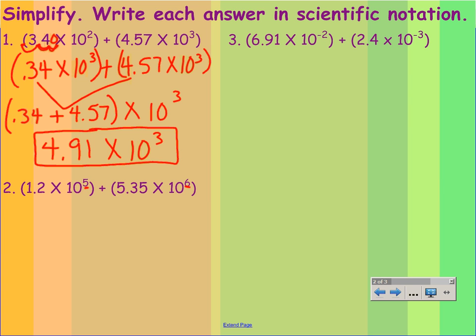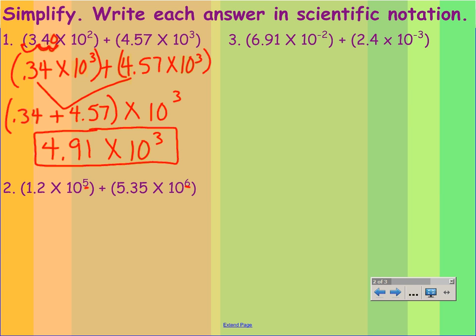So I can either change the 1 to 6, change the first one to 6, or change the second one to 5. I'm just going to choose to make both of them 10 to the sixth. But as I mentioned earlier, you can do either. It doesn't matter. You should still get the same answer.